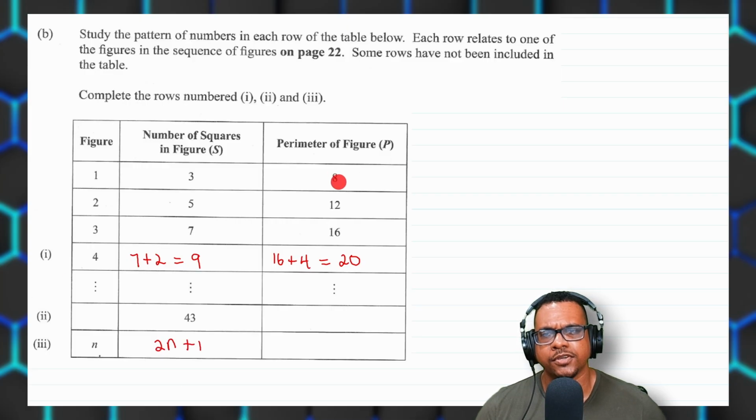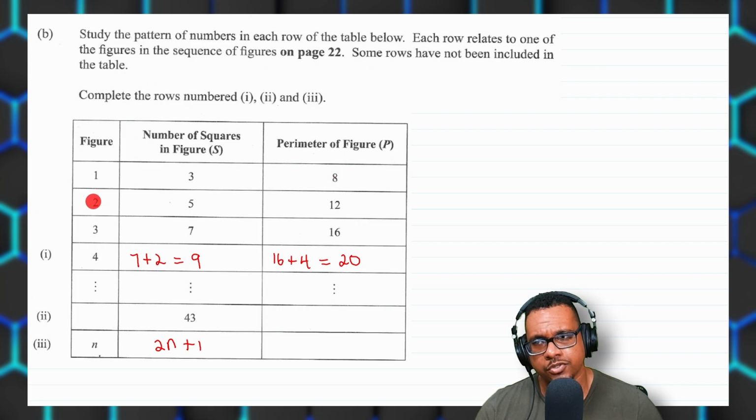Now let's see what's going on here. The common difference here is 4, right? Between 8 and 12 is 4. Between 12 and 16 is 4. So if I multiply this 1 by 4, because 4 is the common difference, how would I get 8? Well, 1 by 4 is 4, and if I add 4, I'll get 8. If I multiply this 2 by 4, I'll get 8, and if I add 4, I'll get 12. If I multiply 3 by 4, I'll get 12, and if I add 4, I'll get 16. If I multiply 4 by 4, I'll get 16, and if I add 4, I'll get 20.